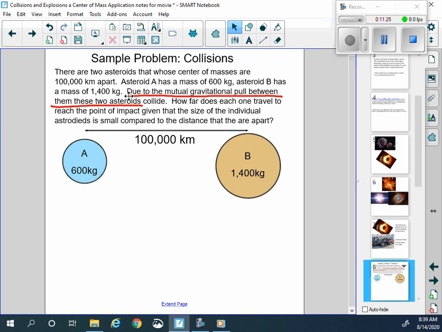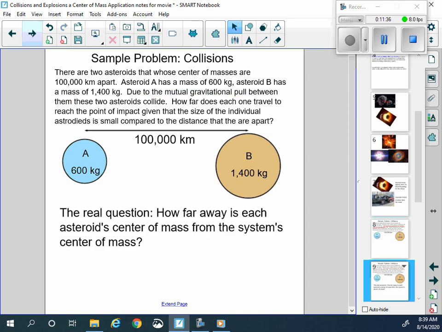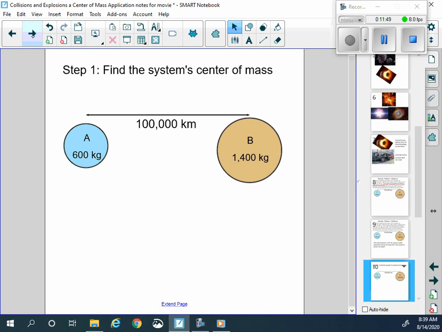So the truth is, I'm being asked a totally different question than the one I'm seeing. Here I think I'm being asked for how far does each guy travel to reach the point of impact, but I'm really being asked how far away is each guy from the center of mass of the system. If I can figure out that, I now know how far each one has to travel. So I'm going to just simply set up a methodology to do this.